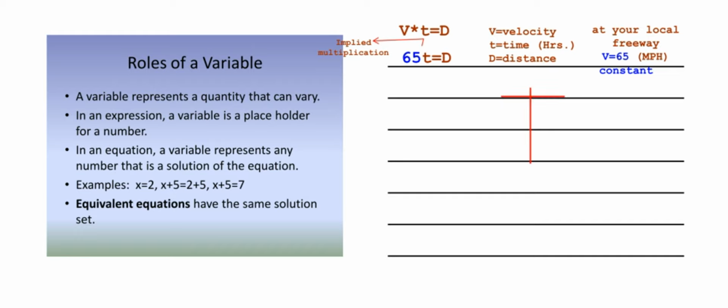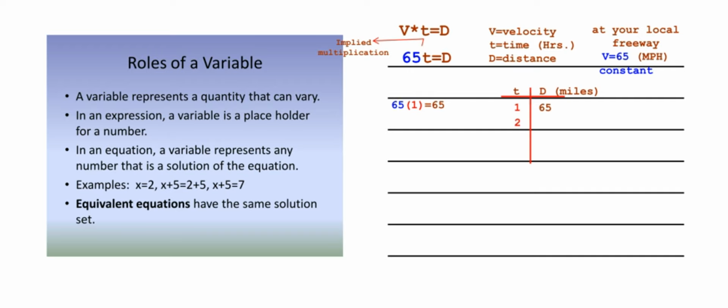So let's build a quick table for us. We have t, time, and d, miles. t is the representative of x, and d is the representative of y. For instance, let's say you drive for 1 hour. 65 times 1 gives you 65. Driving for 1 hour gives you the equivalent of 65 miles driven.